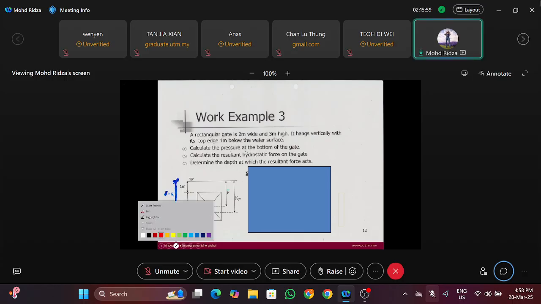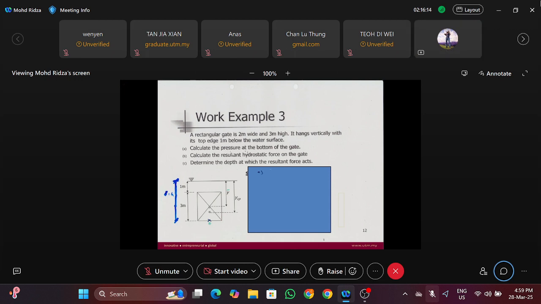So the first question is: calculate the pressure at the bottom of the gate. He wants the pressure at the bottom of the gate. It's very simple. Question A, the pressure at the bottom is just rho gh. Because this is dealing with water, our density is 1000 times gravity.